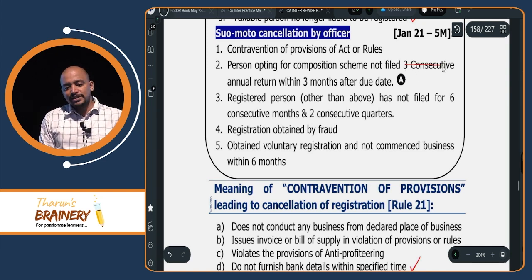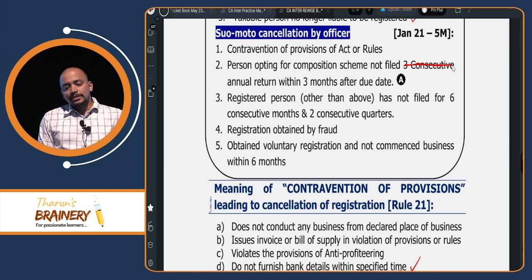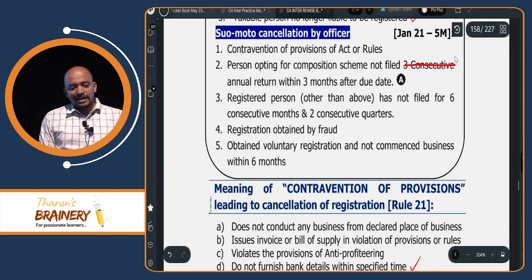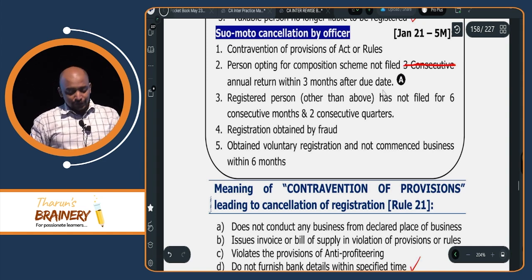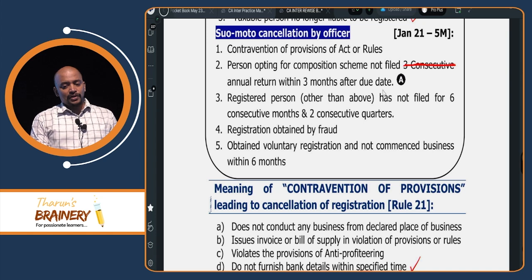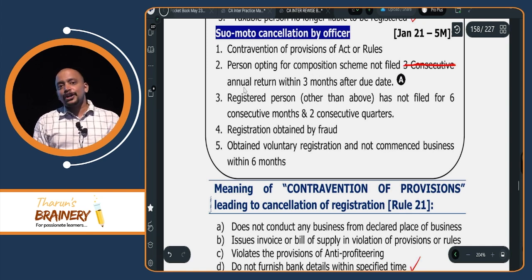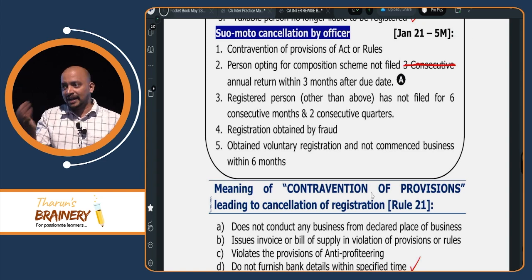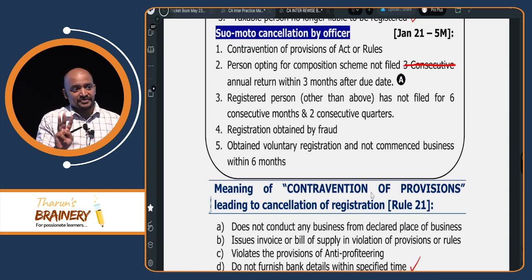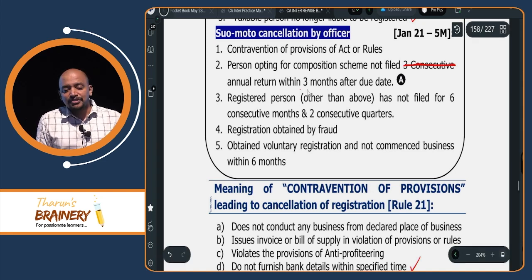This 3 consecutive is not there now; this 3 consecutive is omitted. So not filed annual return within 3 months after due date. What is the due date of annual return? April 30th. A person opting for composition scheme is required to file annual return in GSTR 4. That GSTR 4 needs to be filed by 30th April of the succeeding financial year. If we have not filed by 30th April of the succeeding financial year, what is the time limit we have thereafter? 3 months. So in that 3 months, if you file, okay.